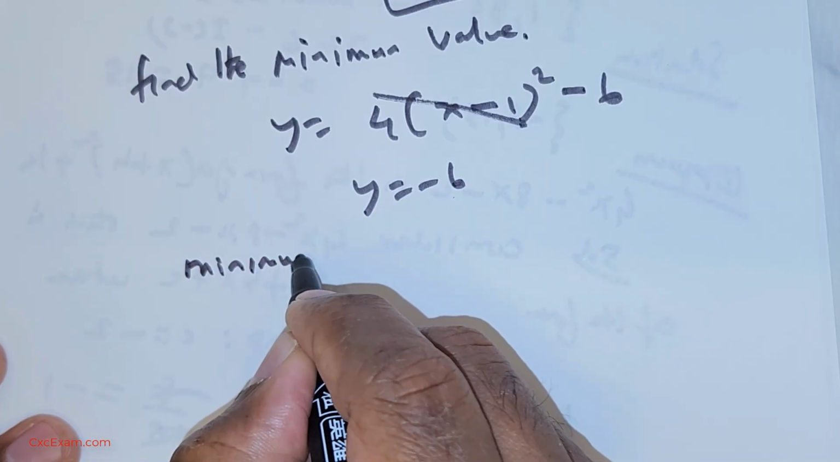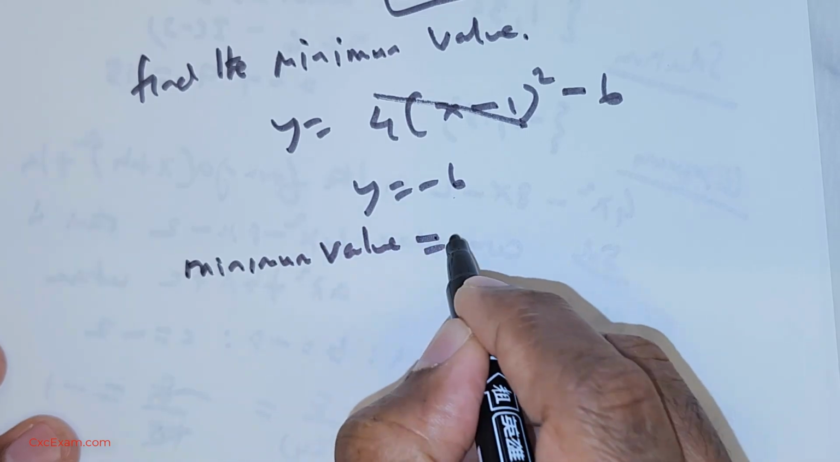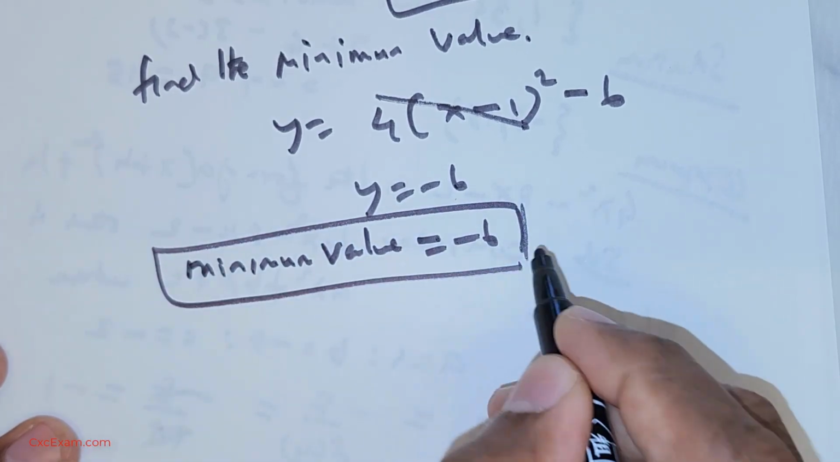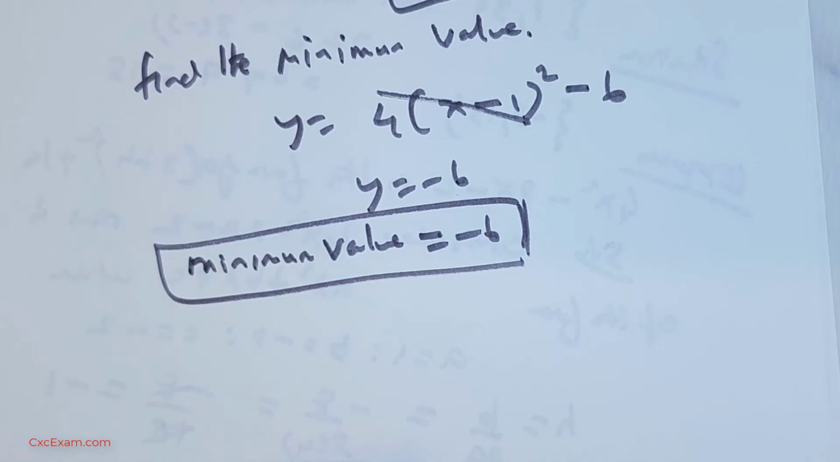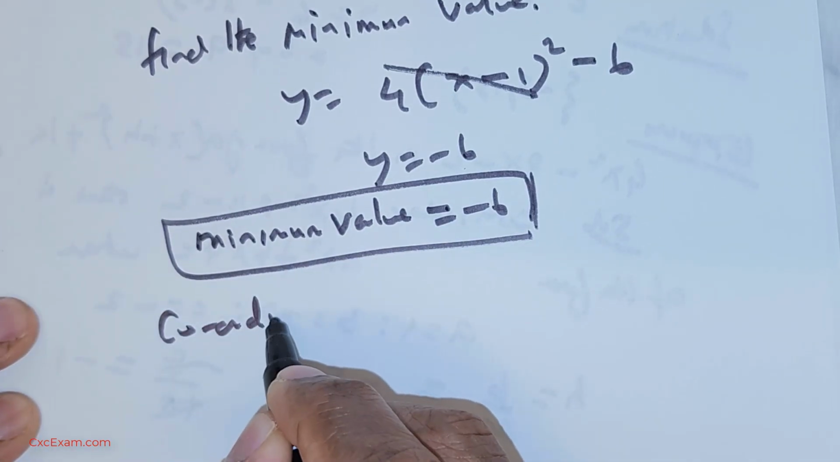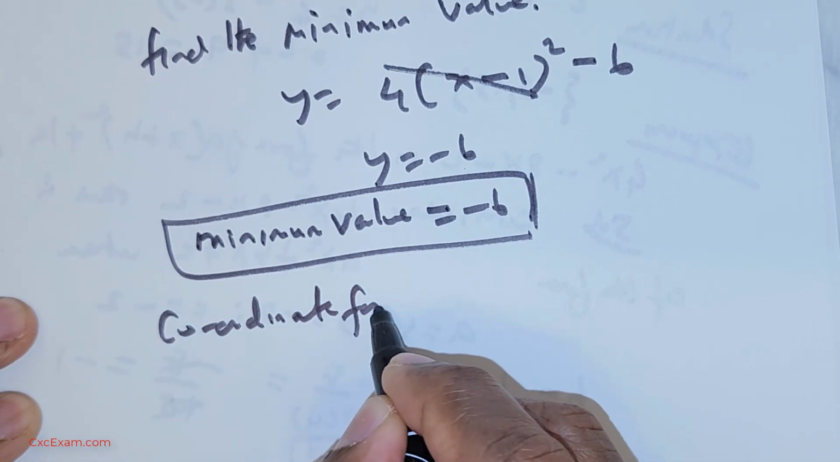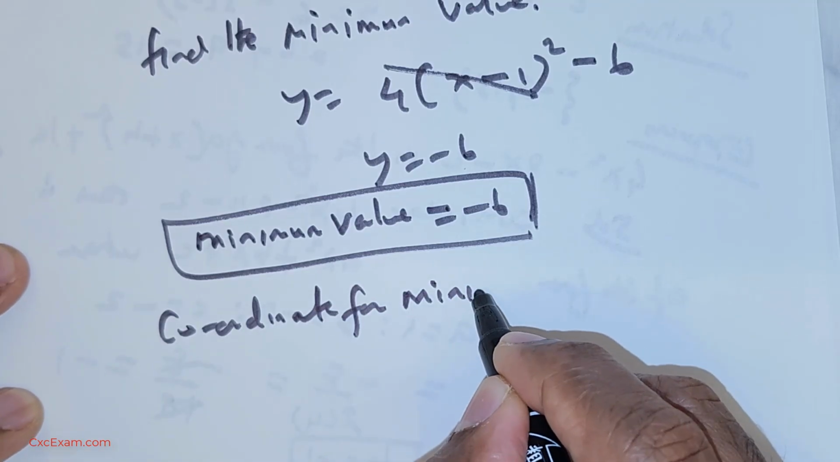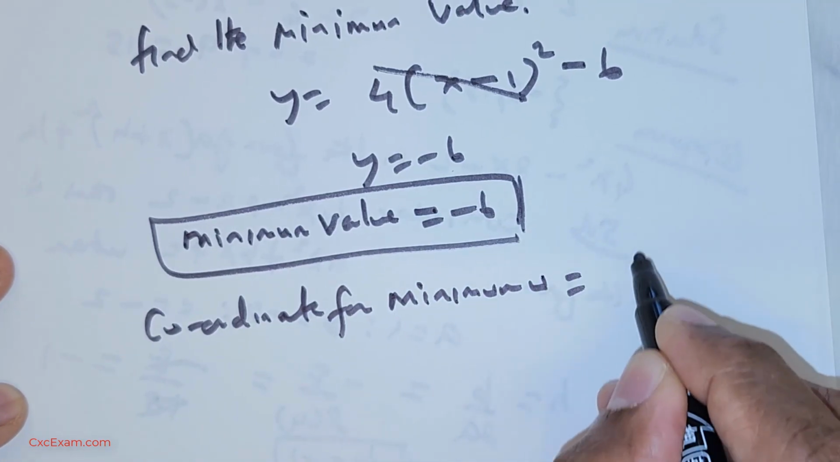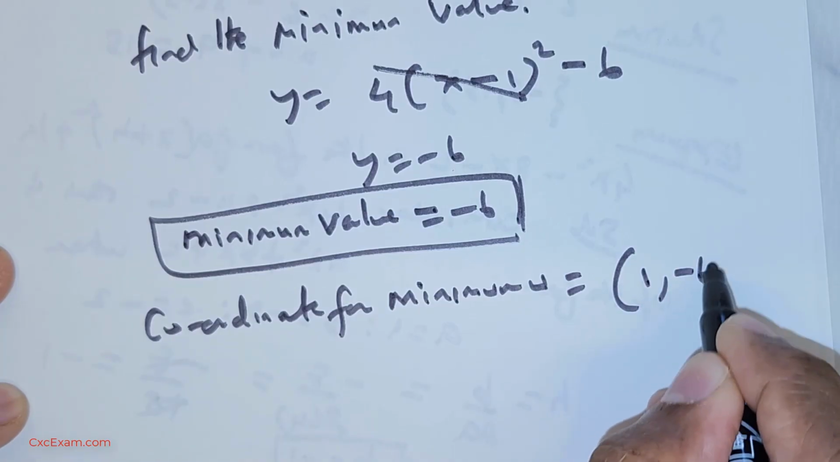Okay, minimum value is -6. Okay, so the coordinate for the minimum value, this is our extra, the coordinate for minimum is nothing but 1, -6.